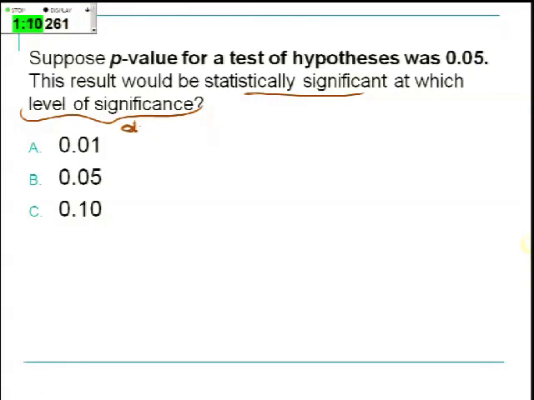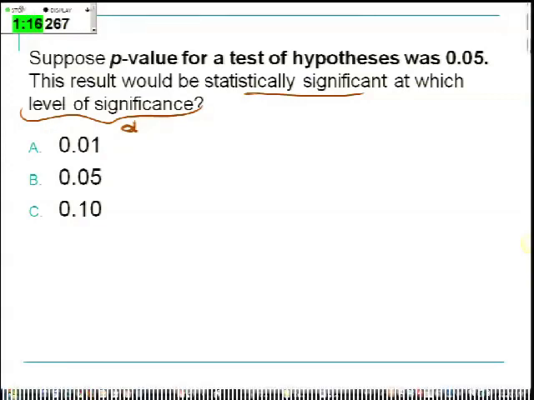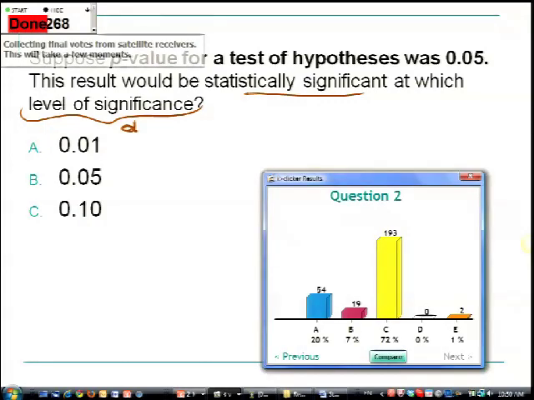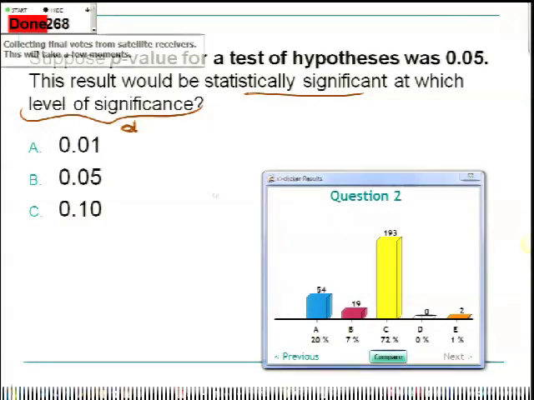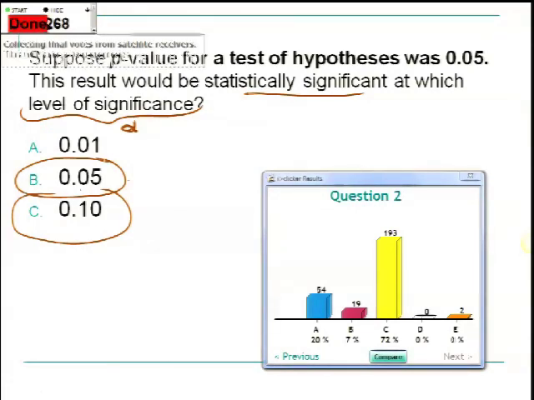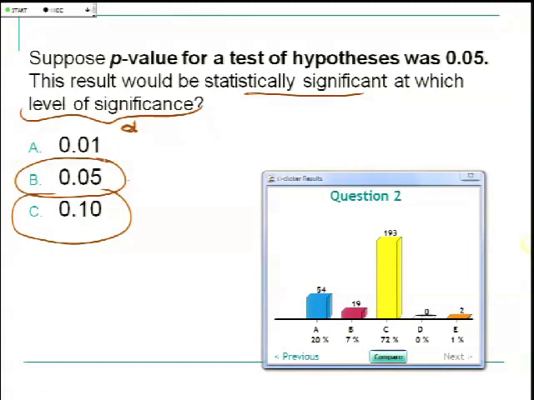All right, I'm going to ask for your last choices. Ready? And what do we have? There are two correct answers. Which is the better answer? They're both good. They both work. Either 0.05 or 0.10, 10%.